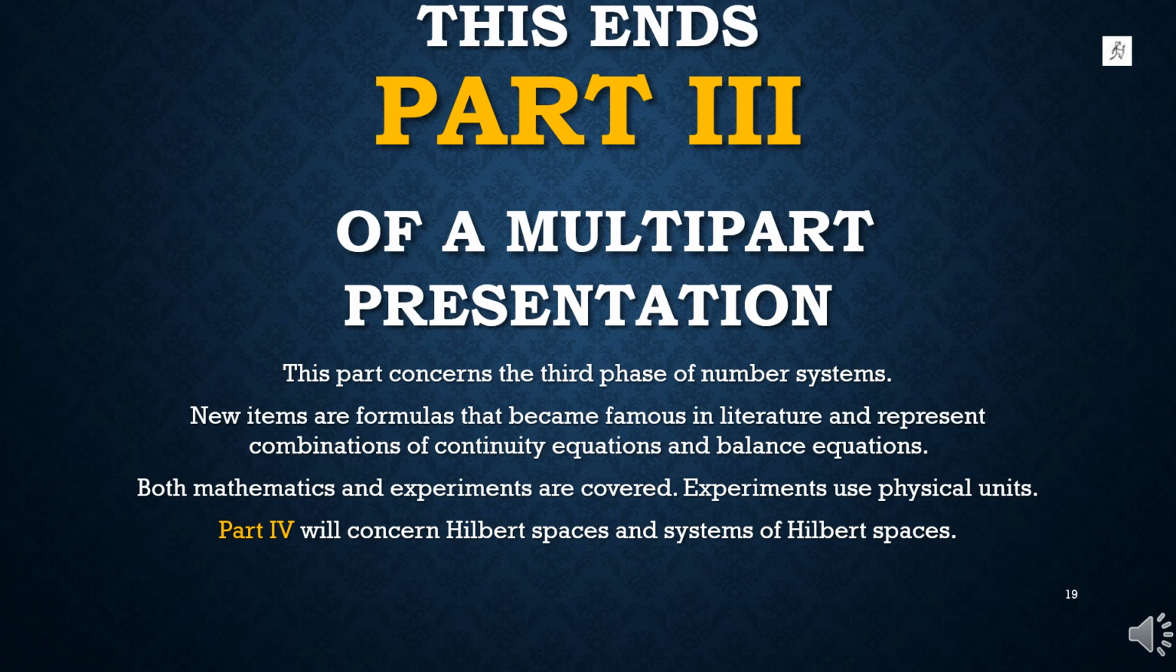This ends Part 3 of a multi-part presentation that concerns the Hilbert Book Model. This part concerns the third phase of number systems. New items are parts of change that compensate each other, tricks that work in isotropic conditions, and new second-order partial differential equations. Part 4 will concern Hilbert spaces and systems of Hilbert spaces.